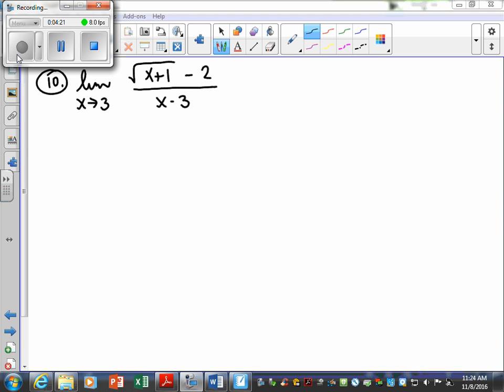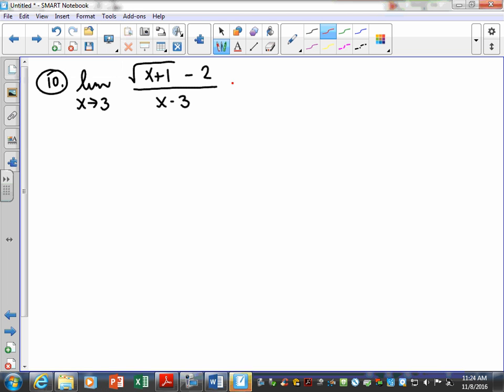Okay, for number 10, if you'll write this one down, I'm going to help you get started, and then I'll let you attempt to work it by yourself and just check your answer. So when we're trying to rationalize, we're going to work with the numerator. So what will we multiply that by to rationalize? Square root of x plus 1 and then plus 2. Whatever we multiply in the numerator, we must also do the same in the denominator.